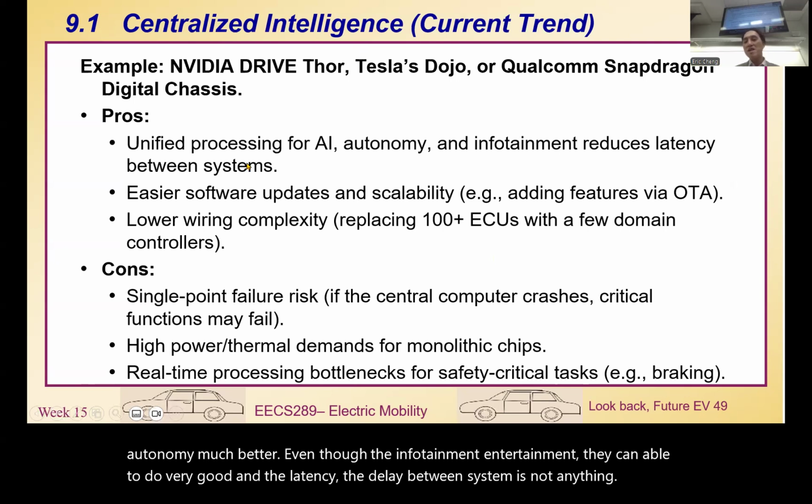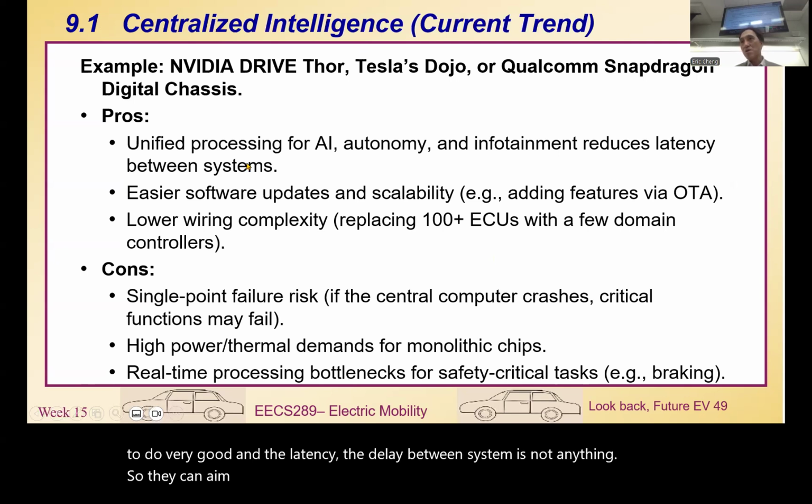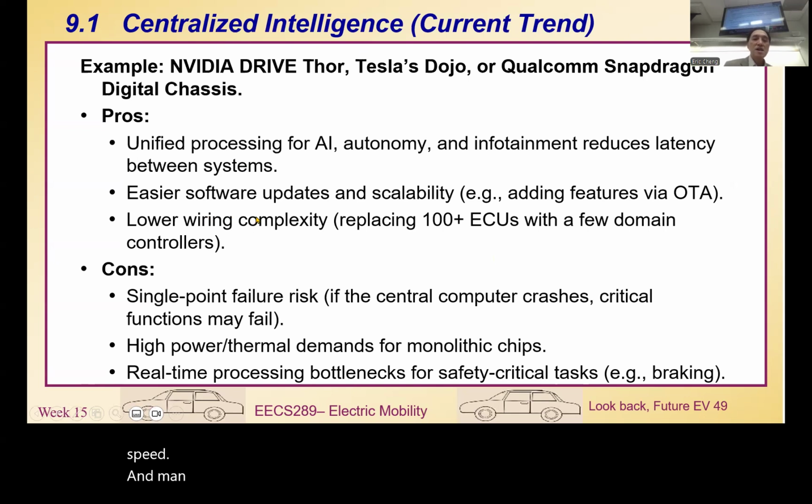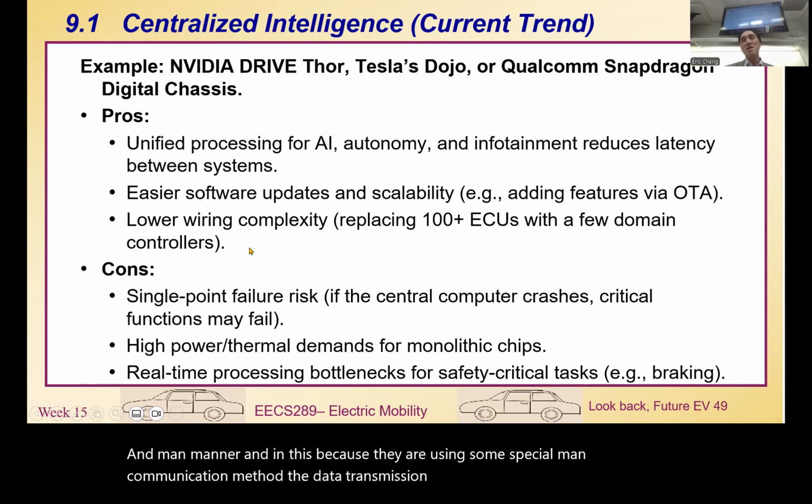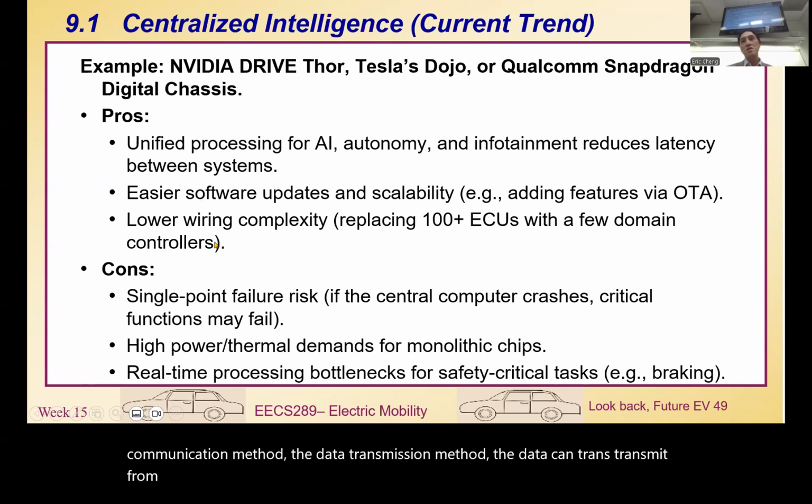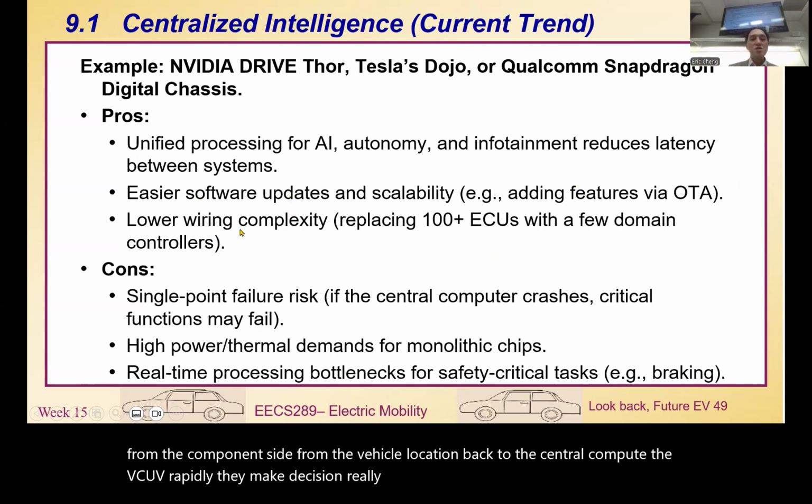So they can very easily get centralized control. They control with high speed and manner. And because they are using a special data transmission method, the data can transmit from the component side, from the vehicle location, back to the central computer VCU really rapidly. They can make decisions really well, so they can lower all the wiring capacity.